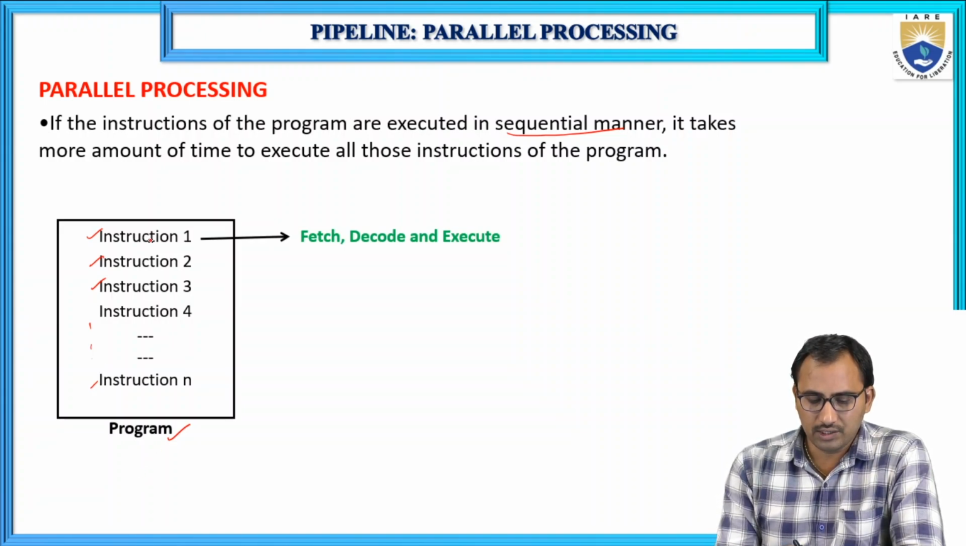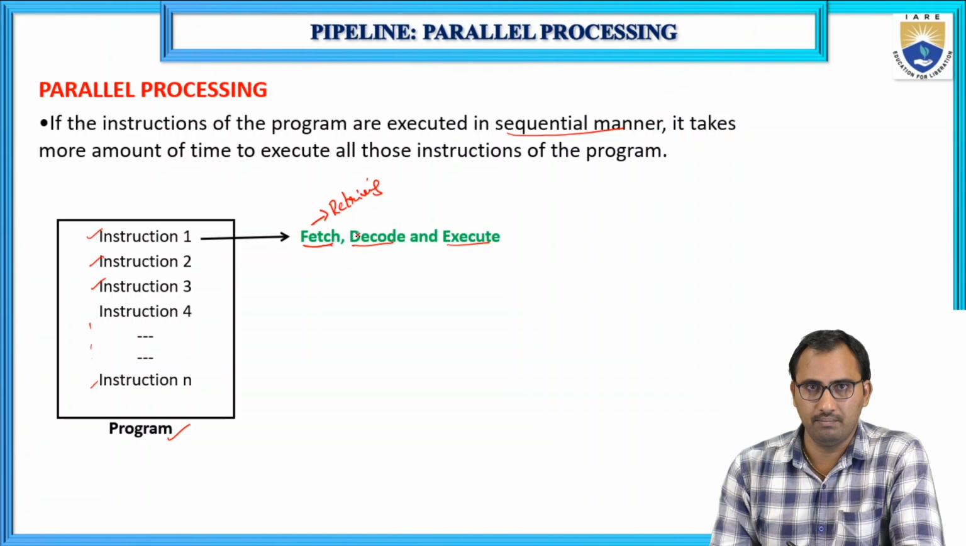Every instruction has to undergo three phases: fetch, decode, and execute. What is fetching? In general, the program is stored in the memory, and the instructions are fetched from the memory. Fetching is nothing but retrieving the instruction from the memory. That is called the fetch phase.